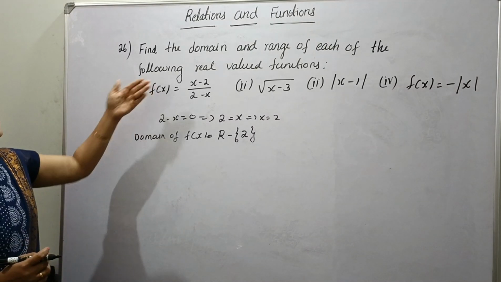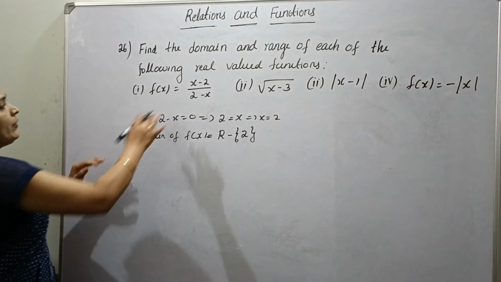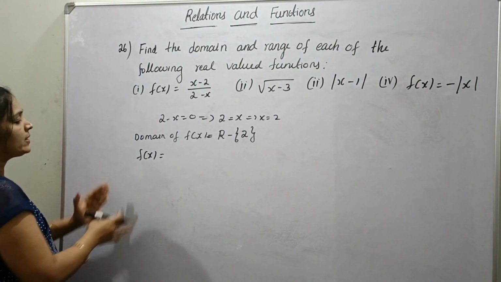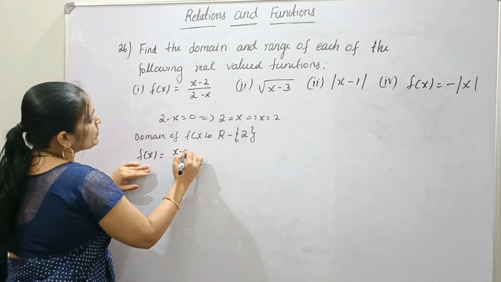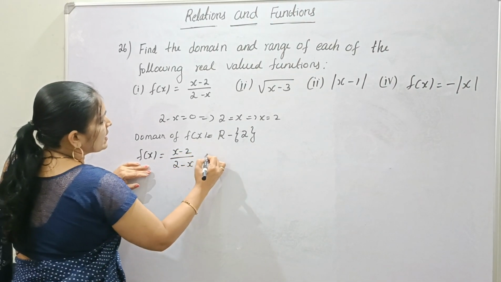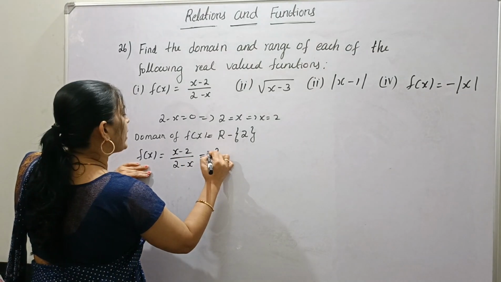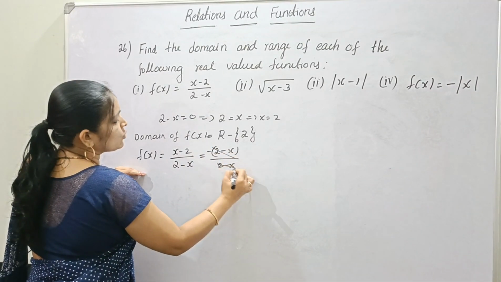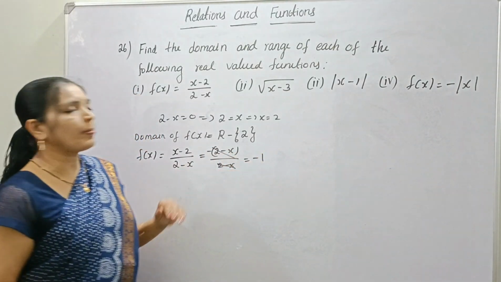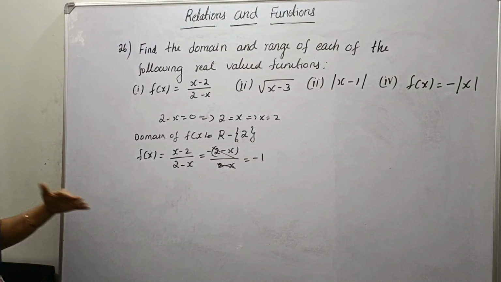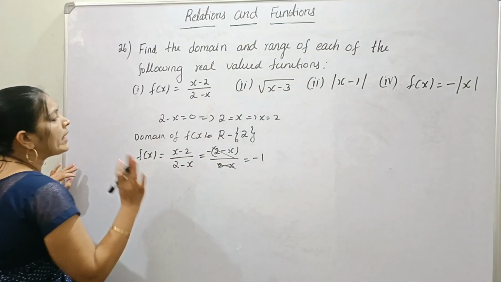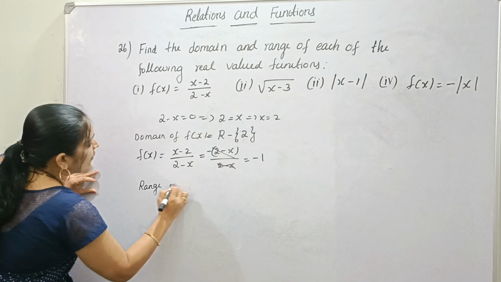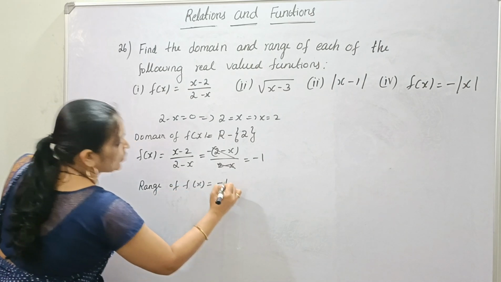Next we have to find the range. We know that the range is nothing but the elements of f of x. So f of x is equal to x minus 2 divided by 2 minus x. We can write it as minus of 2 minus x divided by 2 minus x. So here 2 minus x cancelled, and we have got minus 1. So our range is f of x is equal to minus 1. Therefore, only one element is the range. So the range of f of x is minus 1.